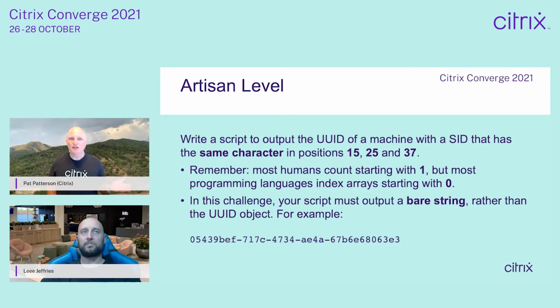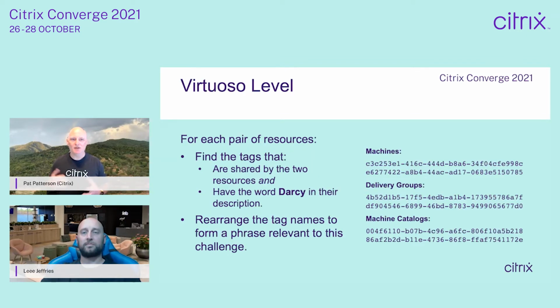Okay, on to the Virtuoso challenge. So this is where we're really stretching you. Now, on the screen, again, don't be scribbling these down. They're all in the event platform. So we've got 3 pairs of resources with those UUIDs. Now, if you examine those again through PowerShell or Python or whatever language you like, through the SDK or the APIs, you're to look for the tags in those pairs of resources.